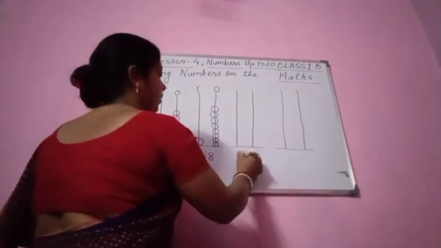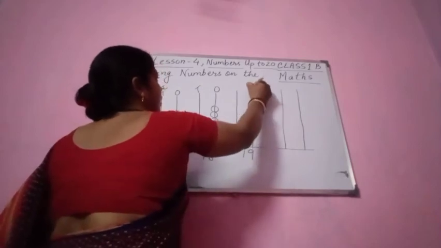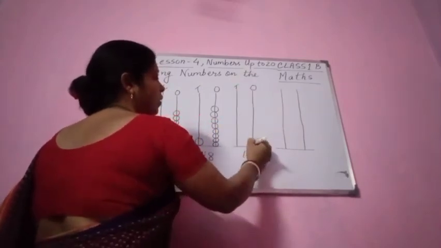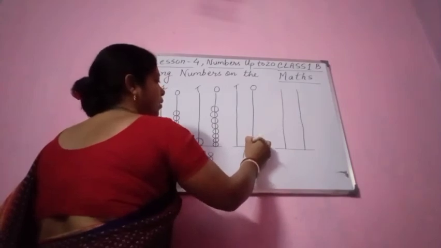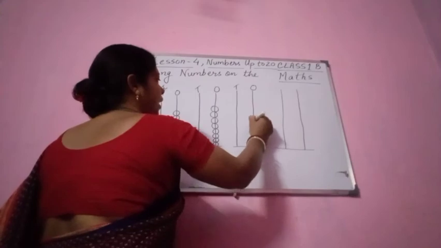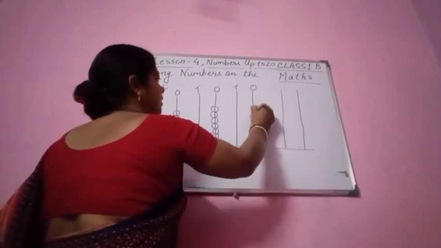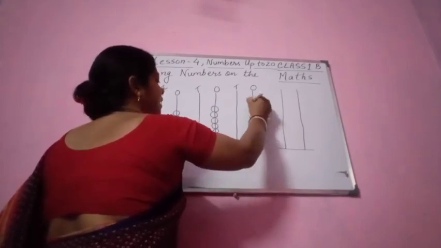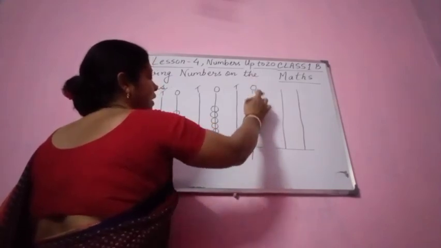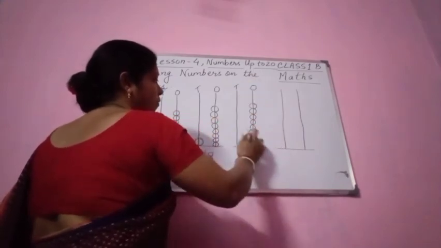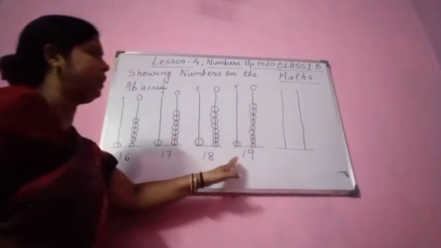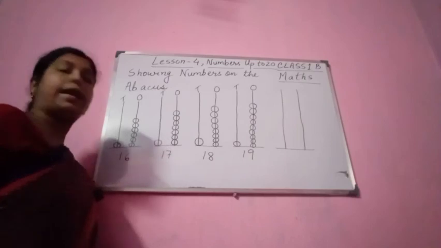Next one 19. Again you write down here ones and tens. So 1 ten and 9 ones. 1 2 3 4 5 6 7 8 9. 9 beads we have drawn in the place of ones, and 1 bead in the place of tens. 1 ten and 9 ones equal 19.